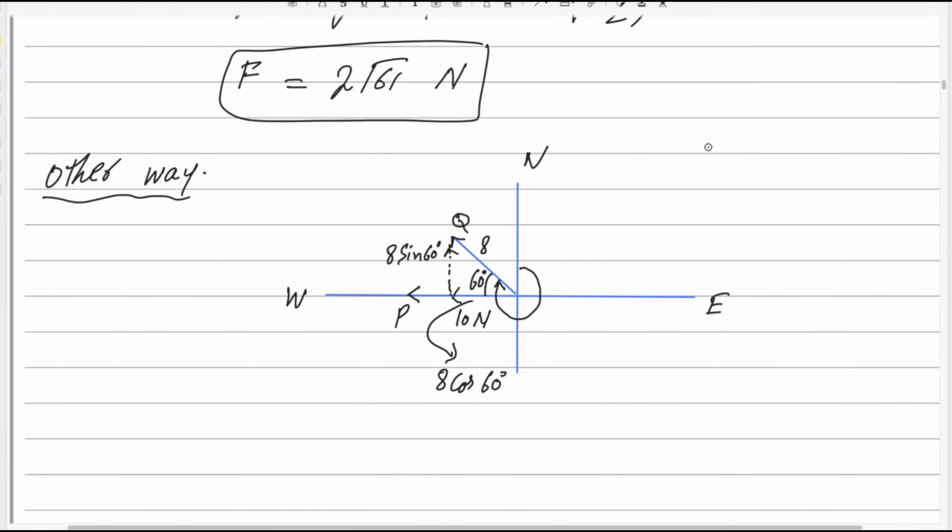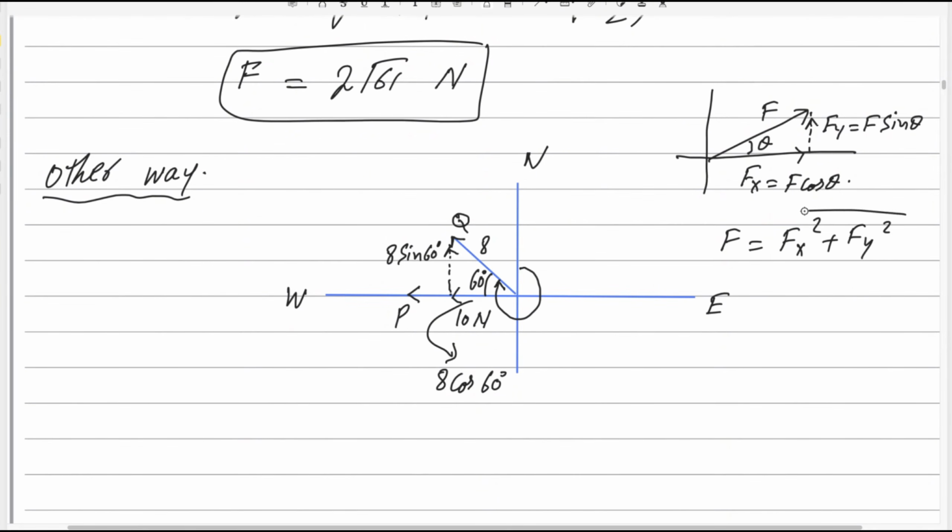Let me show you how to resolve the force into its components. For example, this force is F and this is making angle theta. You draw a perpendicular from here, you will get two components. They are called rectangular components. The vertical component is always equal to F sine theta, and the horizontal component, known as Fx, is F cosine theta. Got it? And by Pythagoras theorem, F is equal to the square root of Fx square plus Fy square. So this is the formula to find the magnitude of the force.